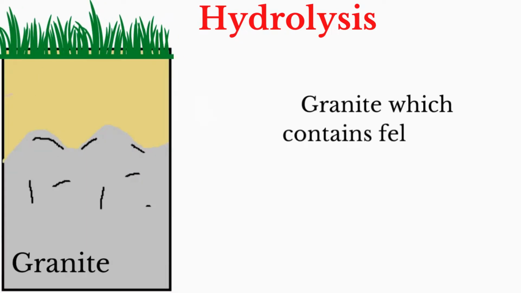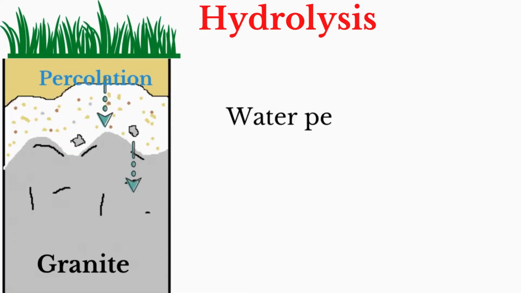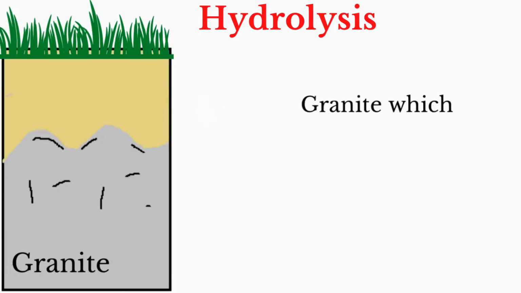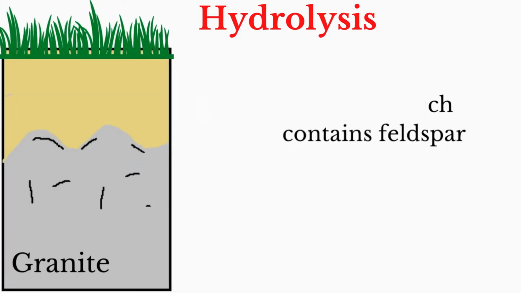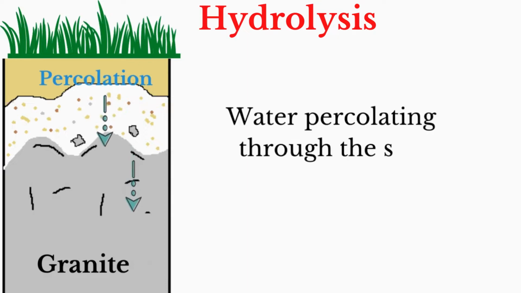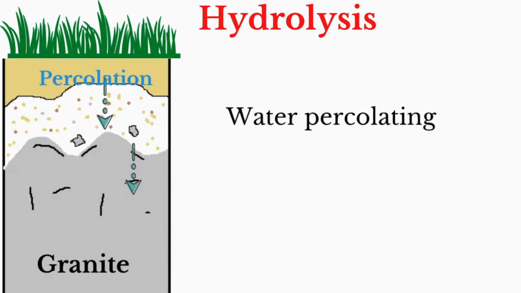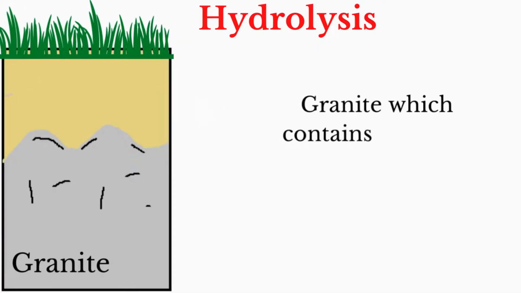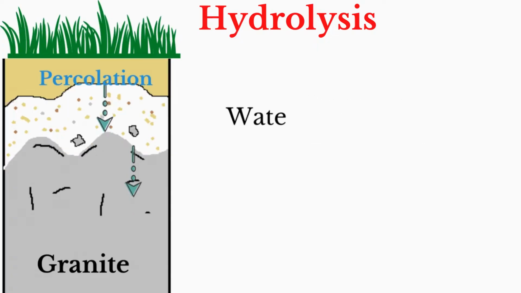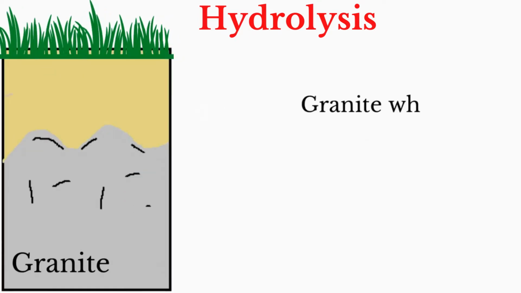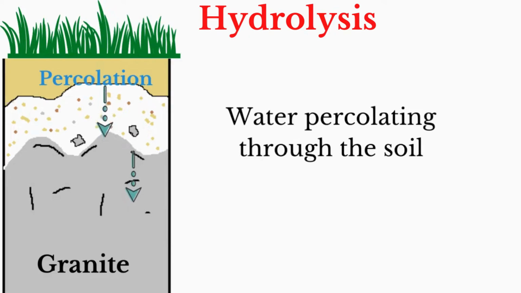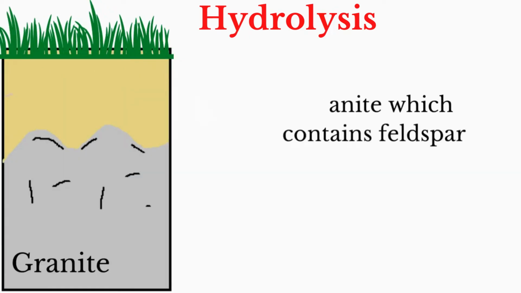Another process of weathering is hydrolysis, which is a chemical weathering process. During the process of hydrolysis, water reacts with minerals in the rocks, resulting in the minerals being changed into weaker ones. For example, feldspar, which is a type of mineral in granite rocks, reacts with water and is changed to clay minerals.